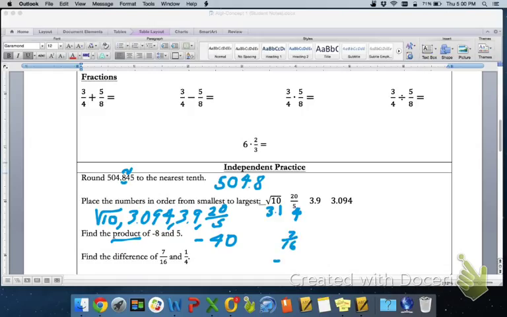7/16 minus a fourth. We need the least common multiple of 16 and 4, which is 16. So the top fraction will stay 7/16, but the bottom fraction will turn into 4/16. 4 times 4 gives us 16, so 1 times 4 gives us 4. We now subtract, and we only subtract the numerator, so that gives us 3 over 16.